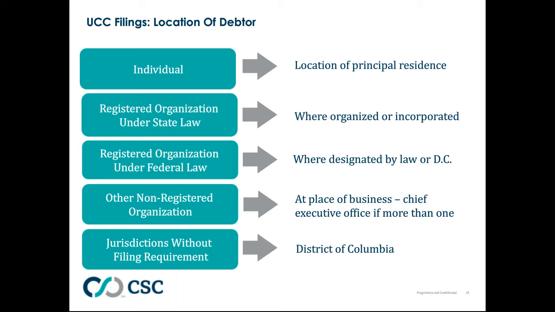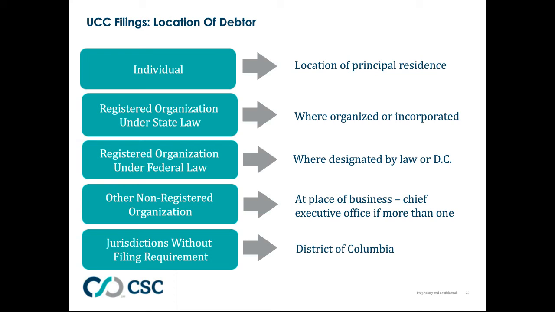For registered organizations, you're going to file where they're incorporated, not where their principal place of business is, not where the collateral is, unless it's one of those collateral exceptions, but in the state of incorporation. When you have registered organizations that are organized under federal law, you'll file wherever that law tells you to file, or in the District of Columbia, if the law doesn't say. If you have a non-registered organization, you're going to file in the place of business, so the chief executive office, the state where that's located.